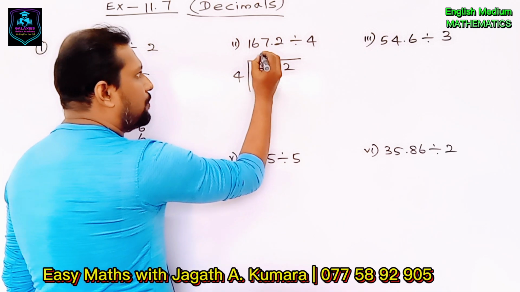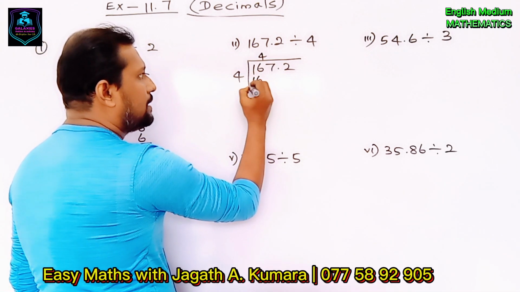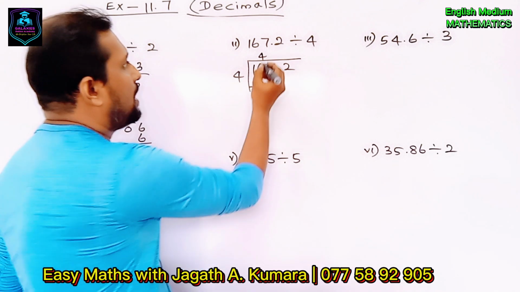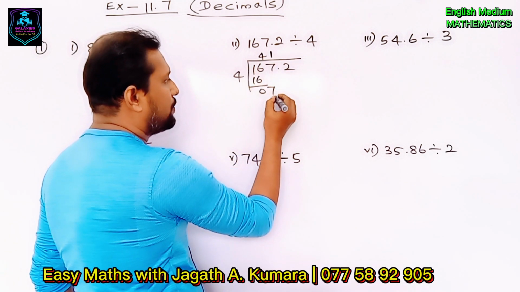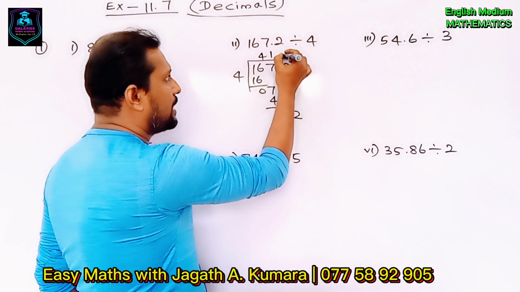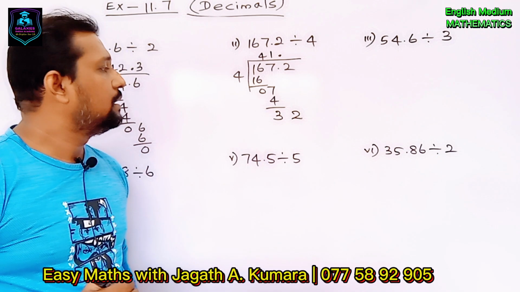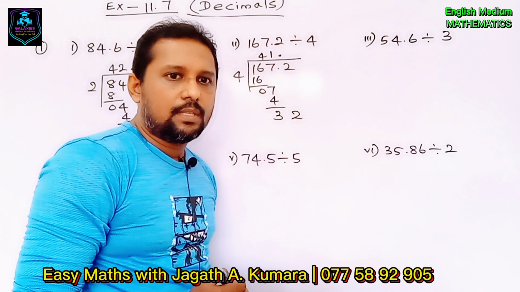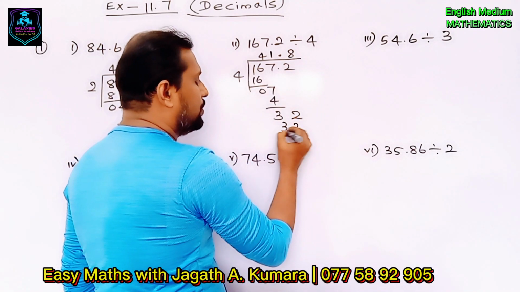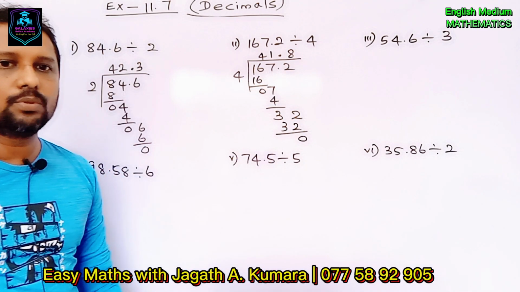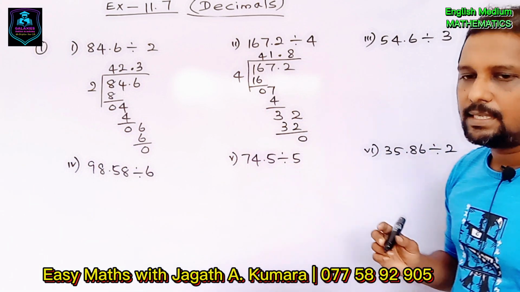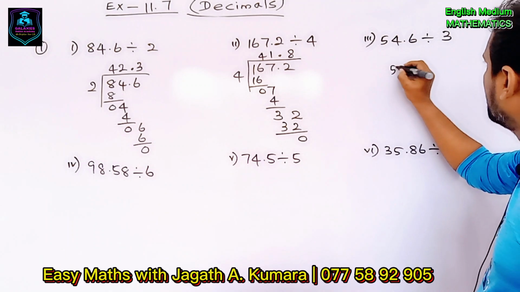16 divided by 4, 4 times 4, 16, remaining 0, then you take 7 here, 7 divided by 4, 1 times 4, 4, then remaining 3, then you take this 2 here, also you can keep the decimal point in the correct position, right? 32 divided by 4 is 8, 8 times 4, 32, subtract these two, the answer is 0, right? Next one, 54.6, you have to divide by 3.